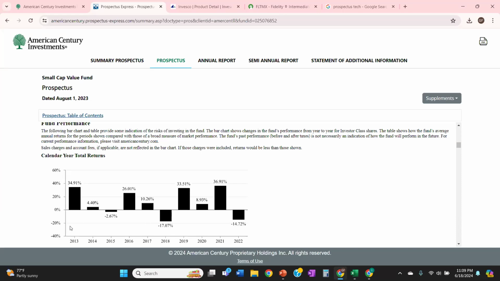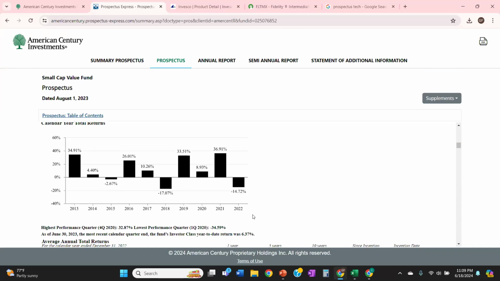And then what you're going to get is positive rates of return, 2 out of every 3 for every 1 down. So you see that 39.91 in 2013, 4.4, both positive, and then you had a negative year. Then you got 2 up years, 26 and 10% respectively. Then you had a down year, negative 17%. Then you had 3 up years, 33.51, 8.93, 36.91. Then you had a down year in 2022.